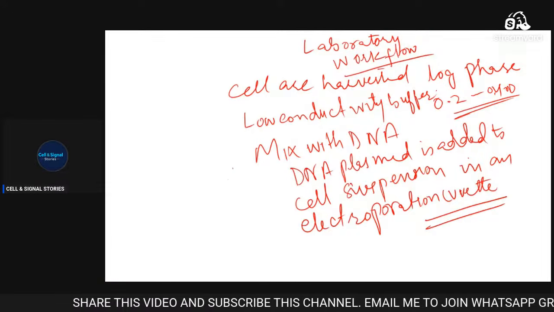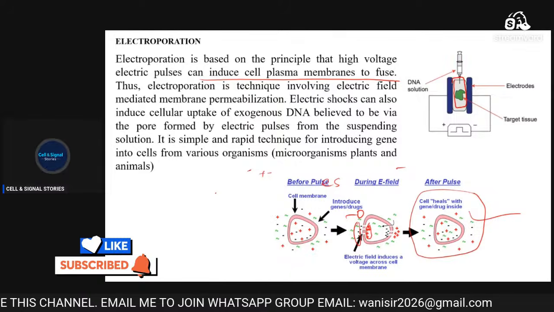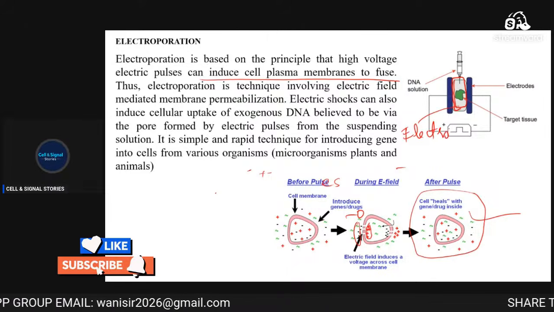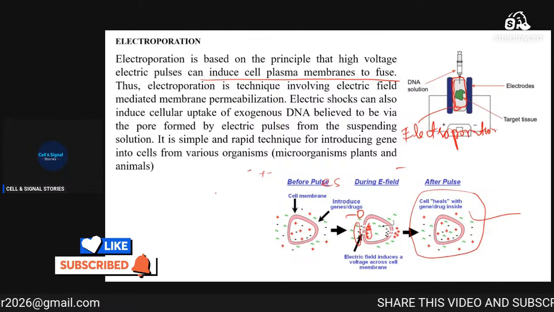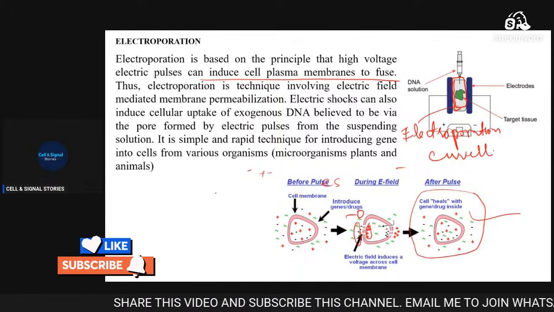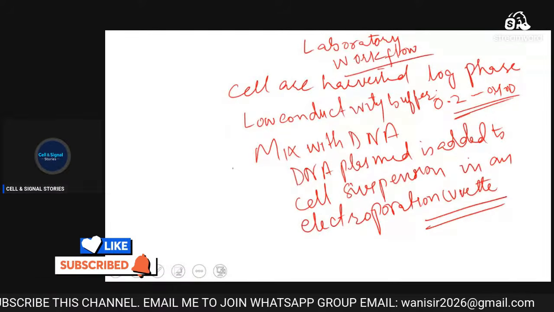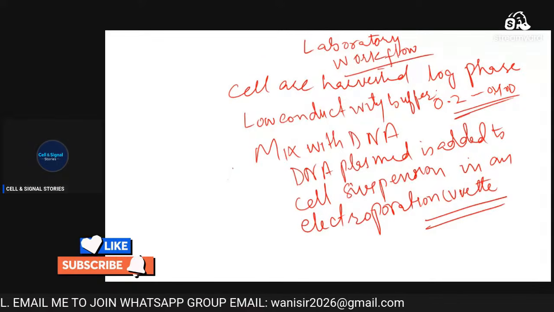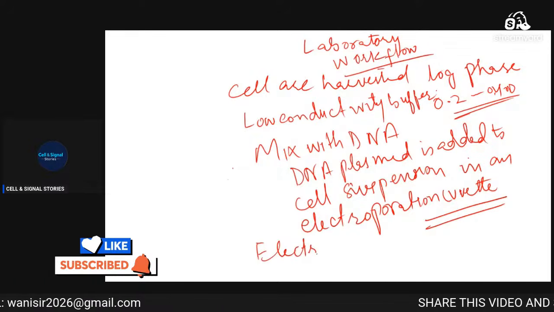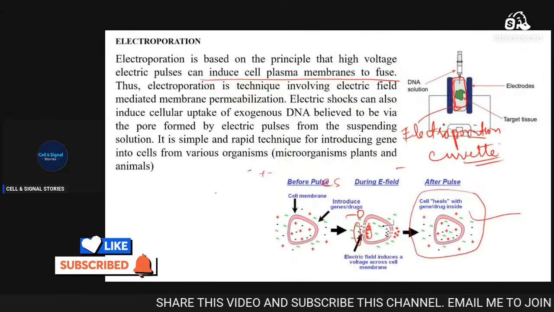Like in the previous diagram, you will see that the cell is in the cuvette, which is called the electroporation cuvette. It is flanked by the two electrodes and connected to the electroporator. You will see in the previous diagram, this is the electroporator.